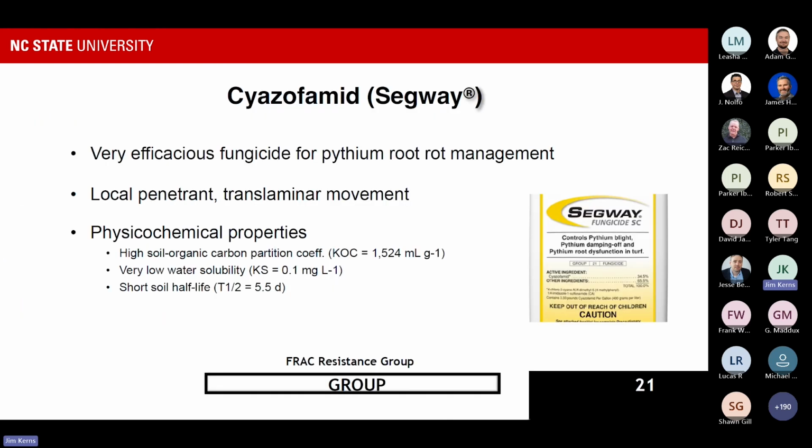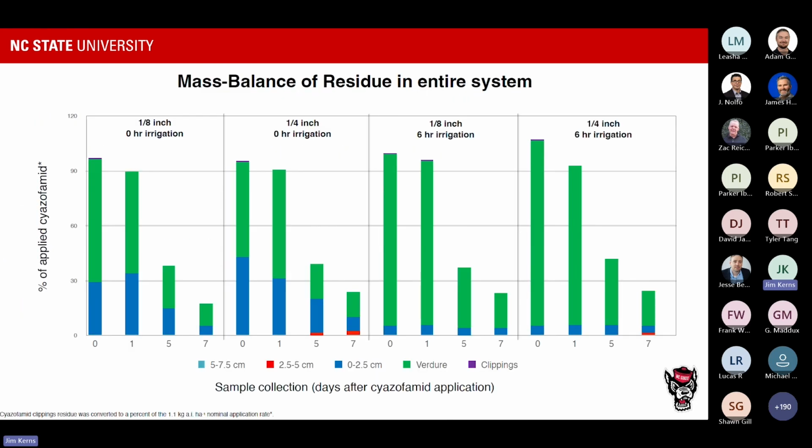Now, we moved on and did this with Segway. The only reason we did this in Cam's work, we only did 1/4 of an inch because we were worried that in a putting green, and especially our putting green at Lake Wheeler, we had a pretty severe organic layer. So we were just looking at that movement.